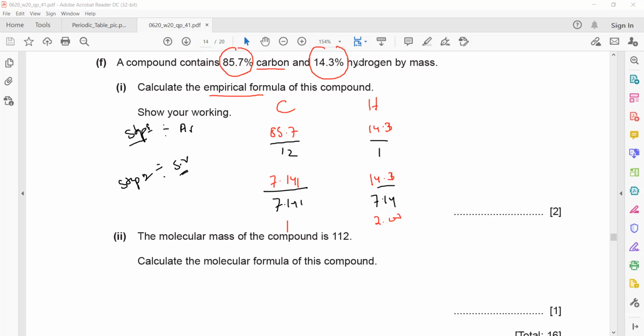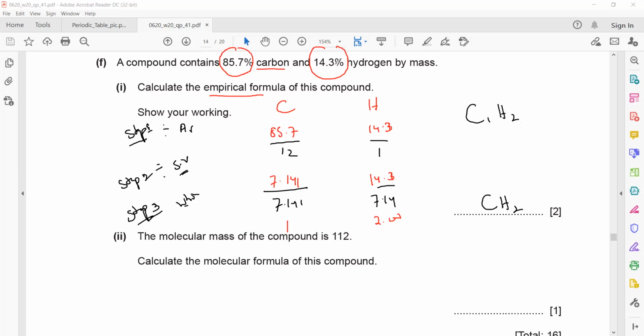So we don't have to multiply them, because it's already a whole number, to the nearest whole number. So step 3, we have to make them whole numbers. Here carbon is 1 and hydrogen is 2. So the empirical formula is CH2. Because 1 is there, you don't have to write it. C1H2 is also correct, but we don't need to write the 1.